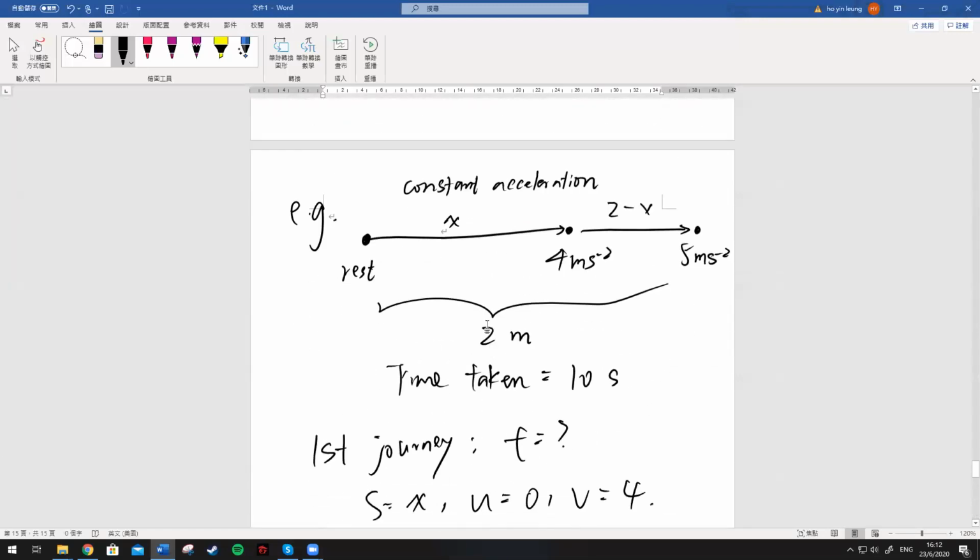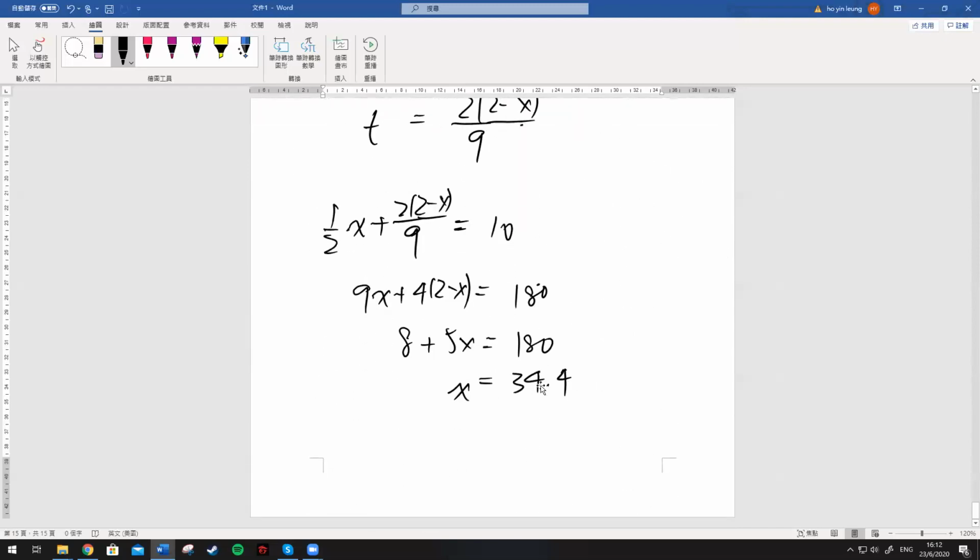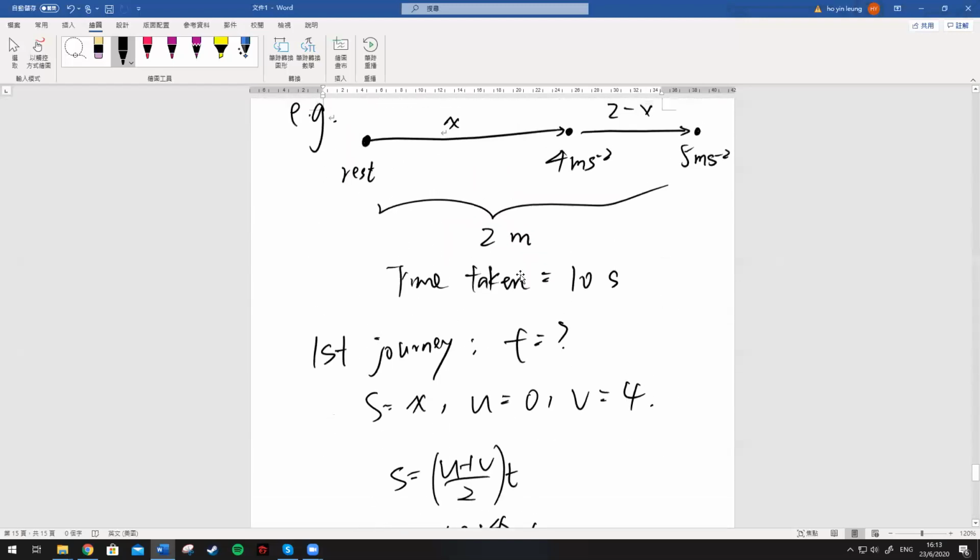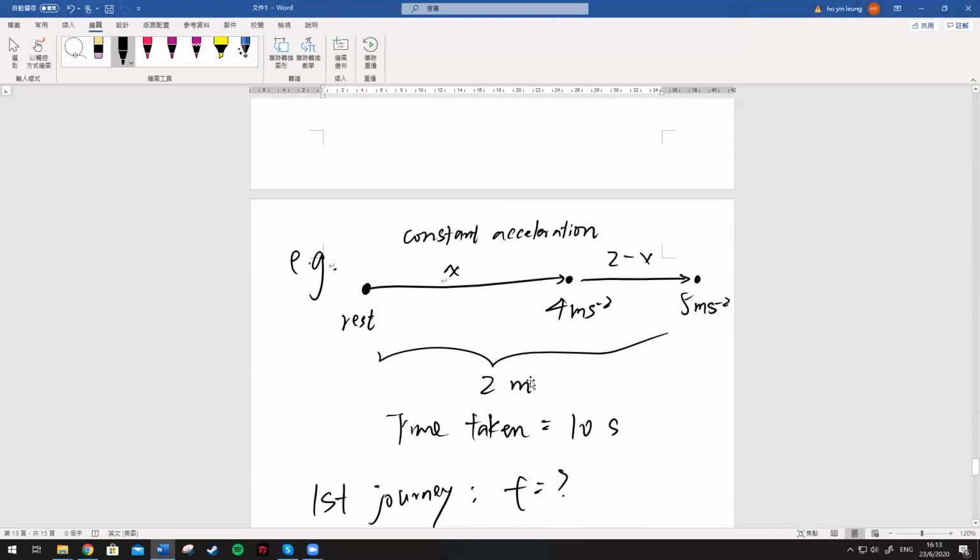I think I set this distance to be too short, right? So this is absurd, because 2 minus 34.4 is negative, right? I think I made this distance too short. Anyway, that's basically the strategy you need to know.